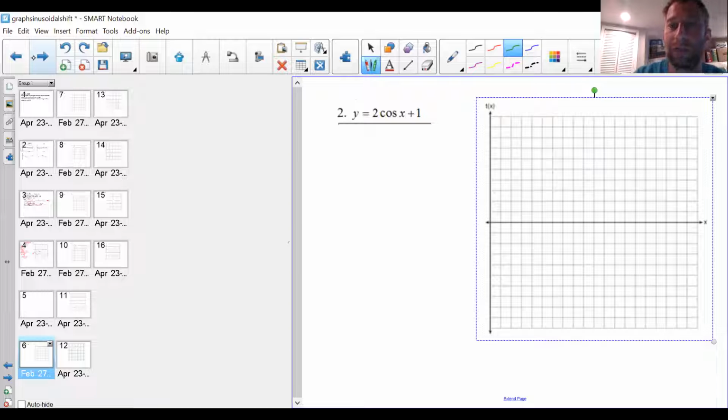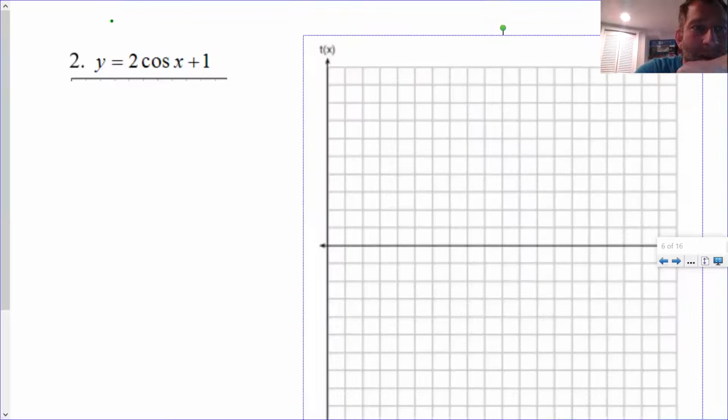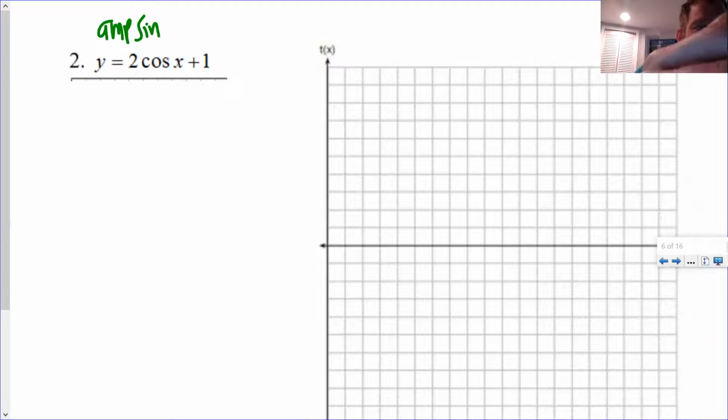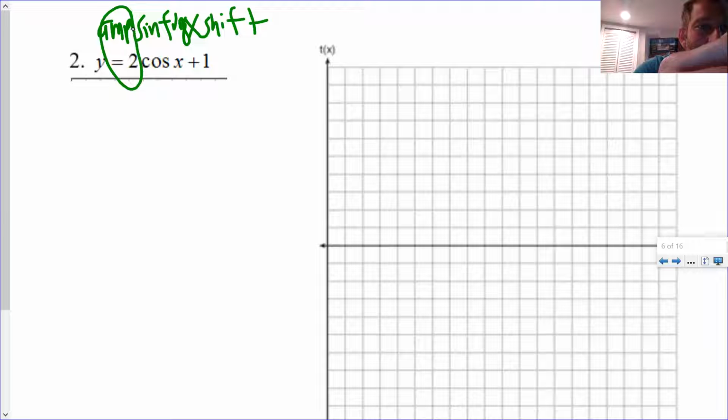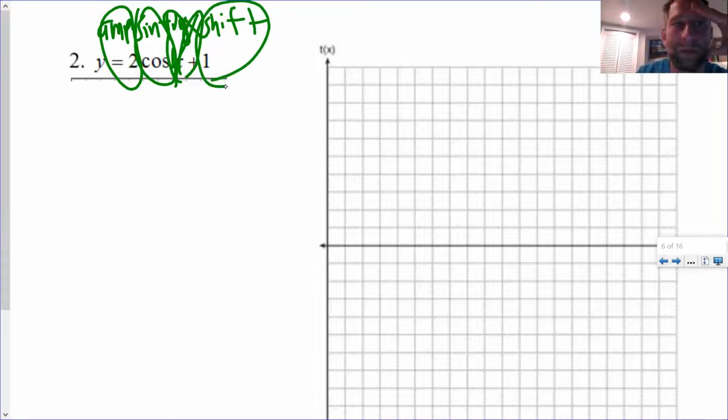Let's try number 2. Amp, sine, freq, x, shift. So the reason I write it like this, I'm kind of lining everything up. The amplitude, then it's sine or cosine, then it's the frequency, then it's x, then it's the shift. So I'm kind of lining everything up there to see exactly what's going on.